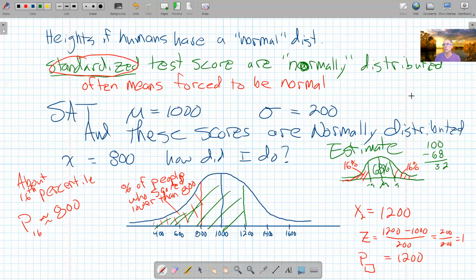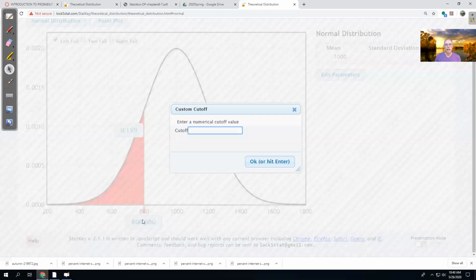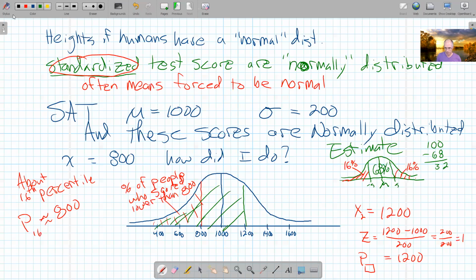But we can go check it by using a calculator. So I just want to change that number to 1200. I'm doing a left tail because I'm looking for what percent was below that score. And this says, yeah, about 84%. So they're in the 84th percentile. So this would be P84, the 84th percentile.